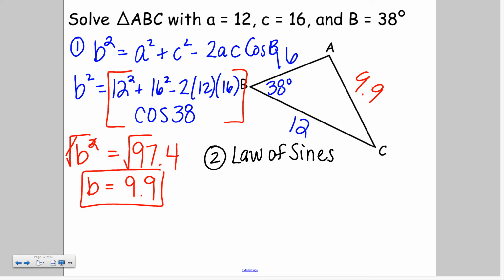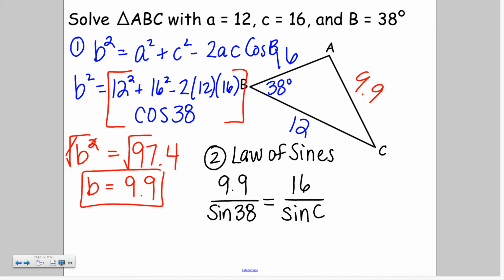So I know everything about B, so that's going to be one part of my fraction. Then I can either find angle A or angle C. It does not matter. I'm going to just do C. So C is 16 over sine of C. So because I'm trying to find an angle, I'm going to have to do the inverse, the sine to the negative 1. So I cross multiply.